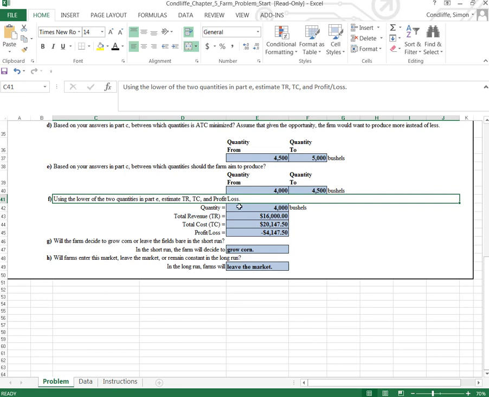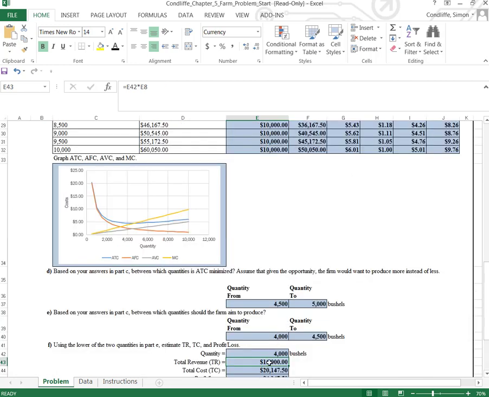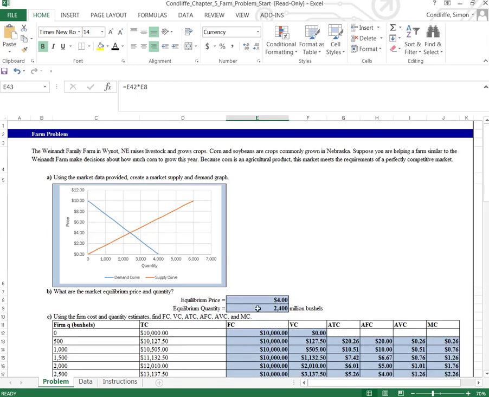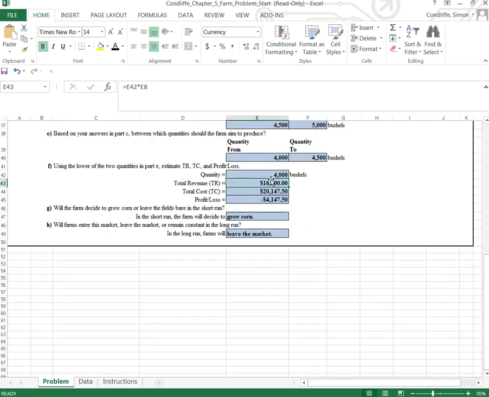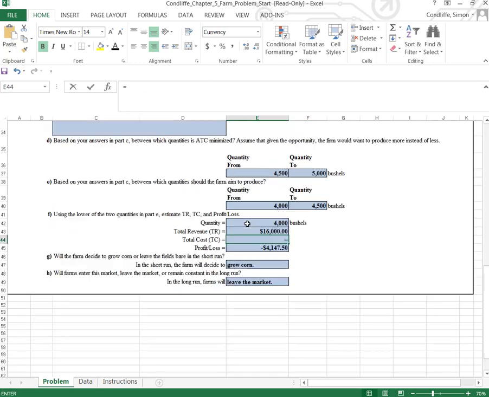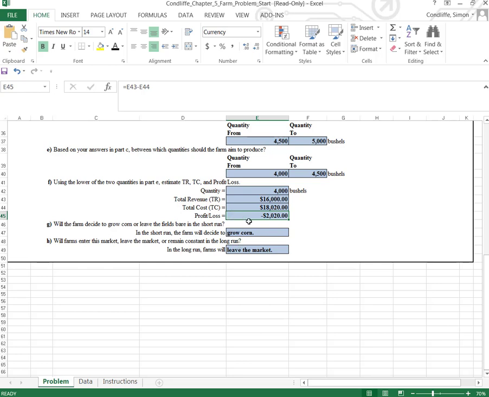So using the lower of the quantities, we'll pick that out by using the minimum function, so that's 4,000. So the total revenue will be the 4,000 multiplied by the price of 4, which we have up here. So 16,000. So the total cost is going to be total cost of producing at 4,000, which is 18,020. And that gives us a loss of 2,020.